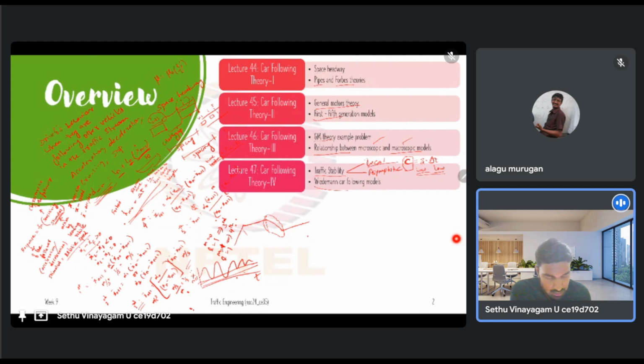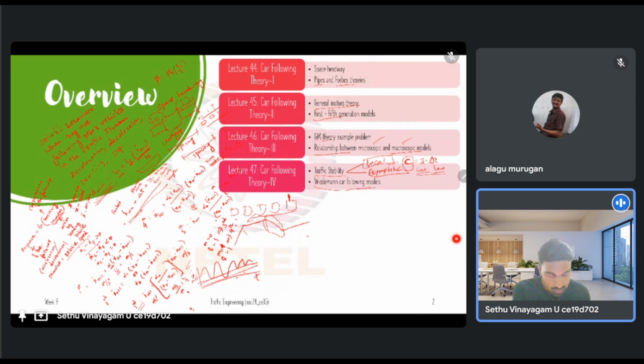So local stability is considering only a pair of vehicles. Asymptotic stability, you extend this to a group of vehicles, right? So you take a line or a stream of vehicles, and then you look at what happens to the stream of vehicles as one vehicle changes its behavior, right? So that is the asymptotic stability.